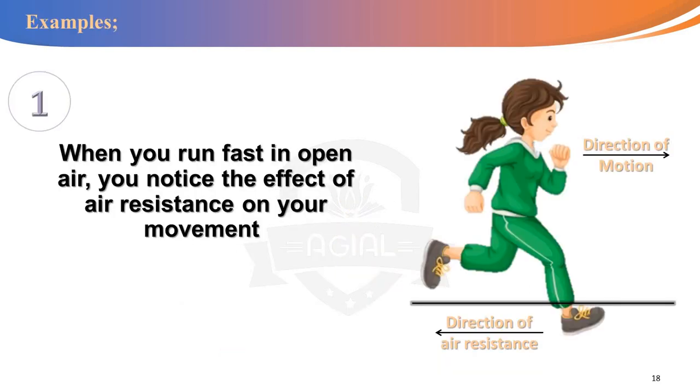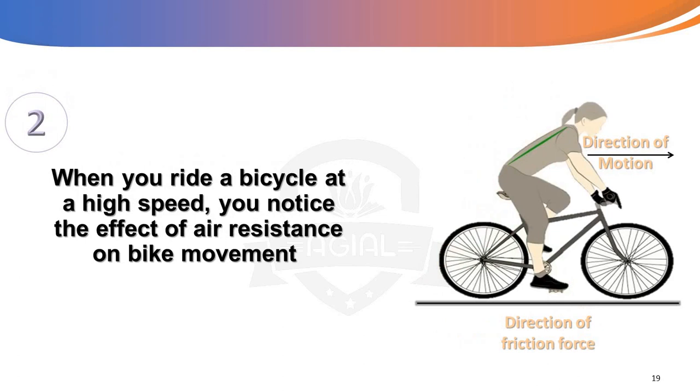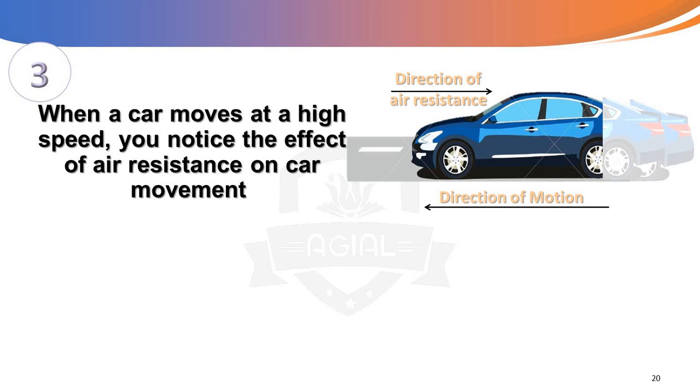When you run fast in open air, the positive force will increase. That means the speed will increase. That means the motion will increase. Based on that, the friction force too will increase. The negative force will increase. In the same way, when you ride a bicycle at a high speed, the positive force will increase. Based on that, the negative force will increase, so the friction force will increase. When a car moves at a high speed, the friction force increases because of the speed increase.